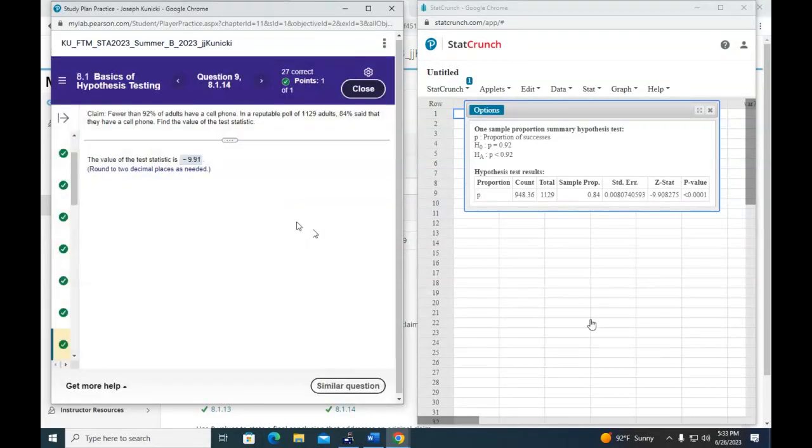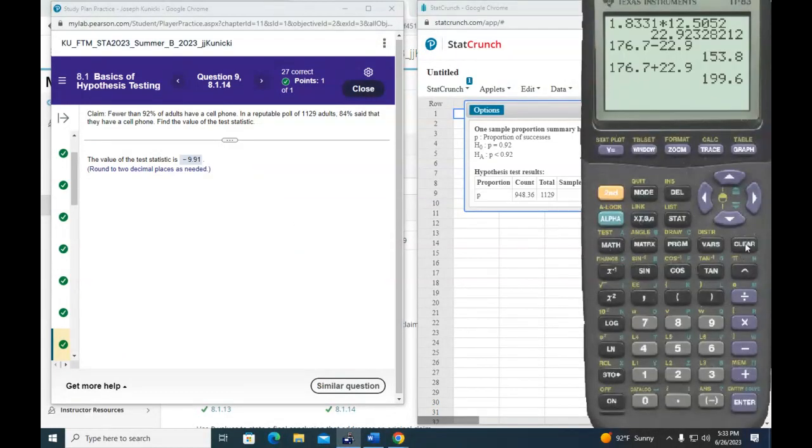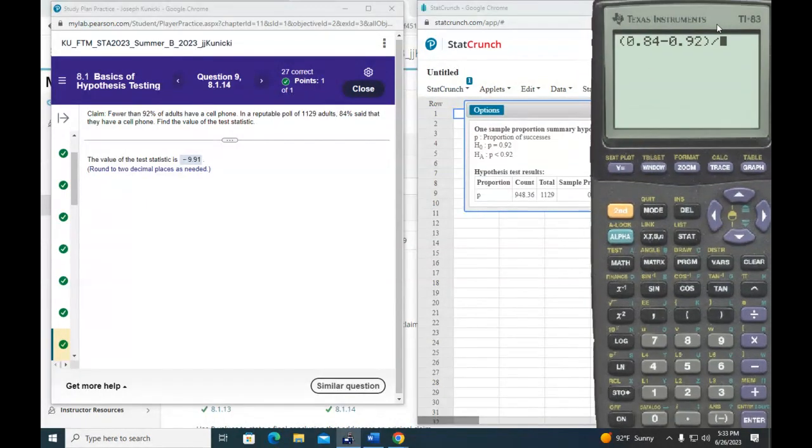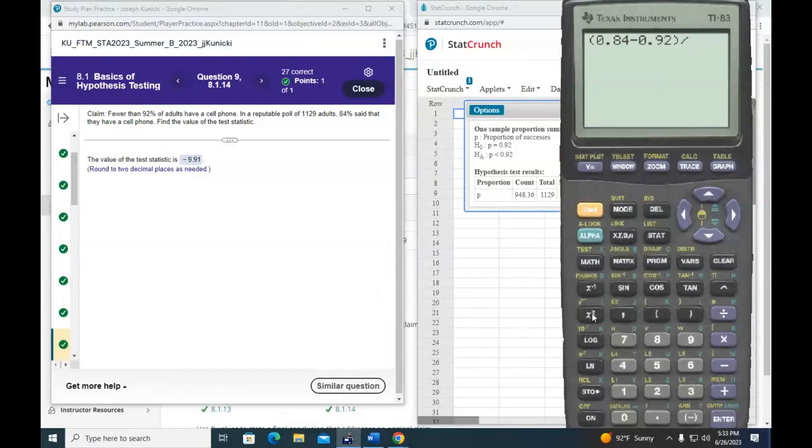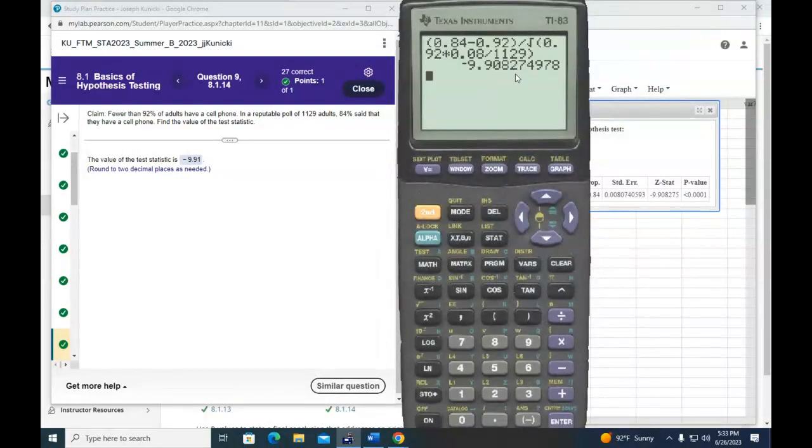Where do we get that number if we didn't have the computer? We would calculate it. It'd be p hat, which is 84%, minus p. P is 0.92. That's the claim. And I would divide by the square root of pq over n. So square root of p, q. P is 0.92. That means q has to be what? 0.08. And I divide by 1129, parentheses. And there's your minus 9.91. It's the exact same number that they got, 9.90827. That's where it came from. So you don't have to do it, but you should know where it came from, what it means.